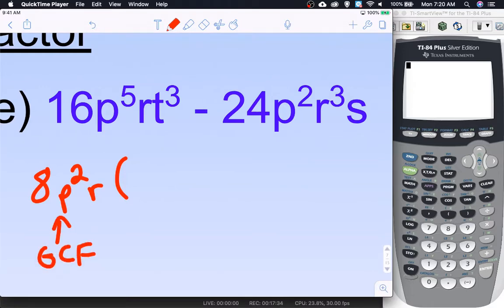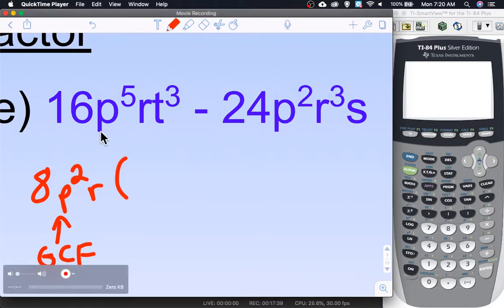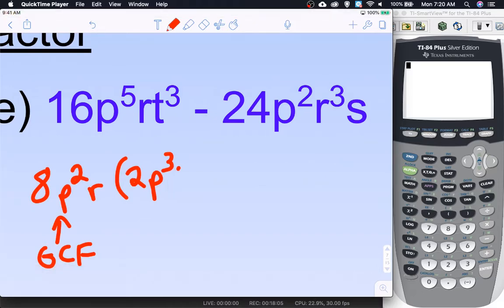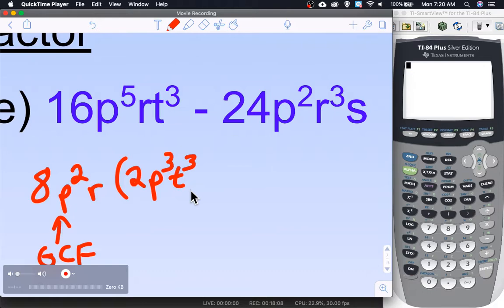Now what's left behind? After I've factored this piece out, my first term would look like, well, 2, because 8 times 2 is 16. 2 p to the third power, because p squared times p to the third power is p to the fifth power. I'm not going to have an r here because I pulled him out. He was the only r this first term had, so he's not going to be inside. But I am going to have a t cubed, t to the third power here.